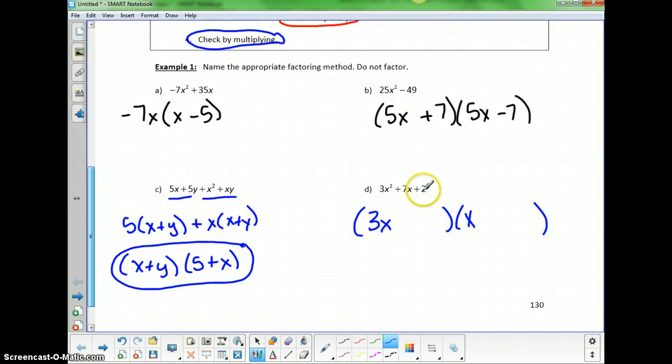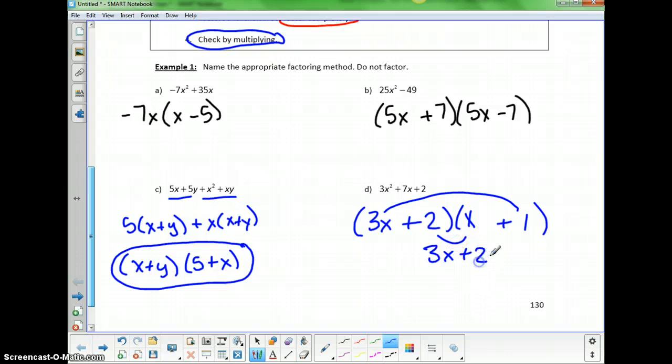Now the only ways to make 2 are 1 and 2. I'm not sure if it's going to be 1 then 2 or 2 then 1, so I'm going to try each of these. Let's try 2 then 1. Let's think about signs real quick. Positive and positive, so they're both going to be positive. So let's check. That gives us 3x plus 2x, which adds to 5x. That's not correct, so let's get rid of 2 and 1.